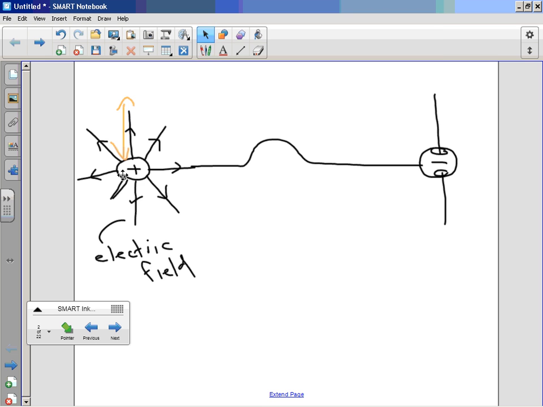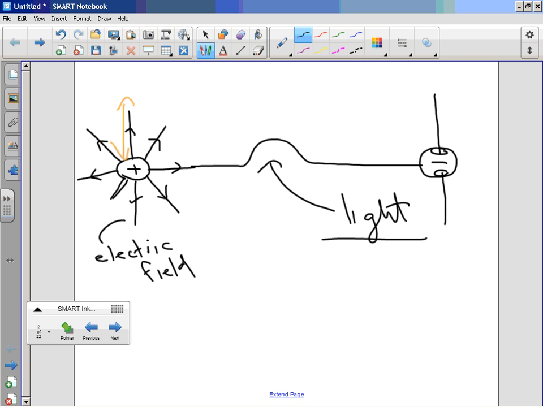Mr. Maxwell, when he did the mathematics to figure out what light was, right there, that's light.